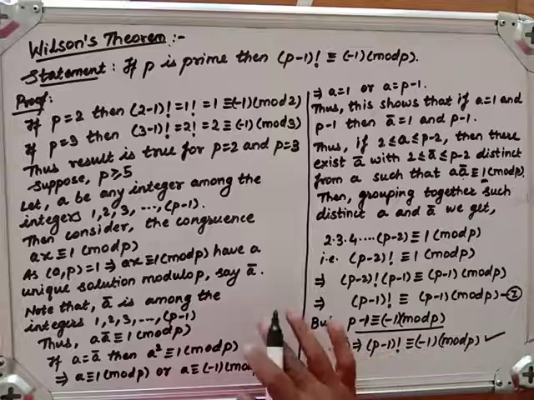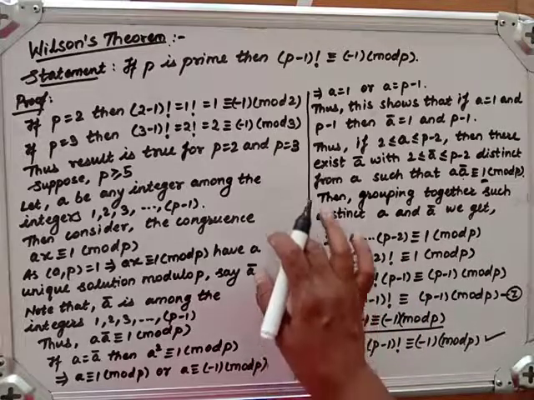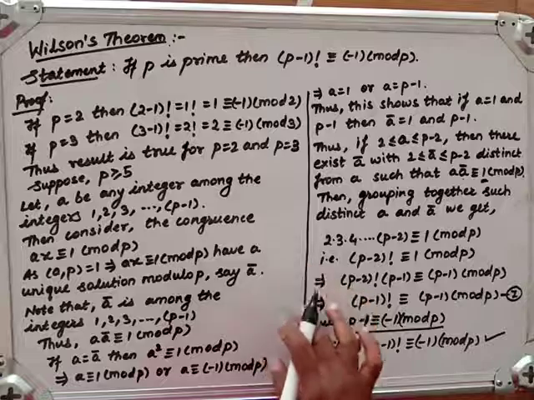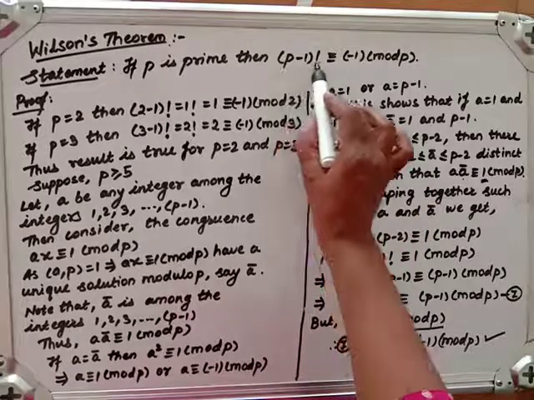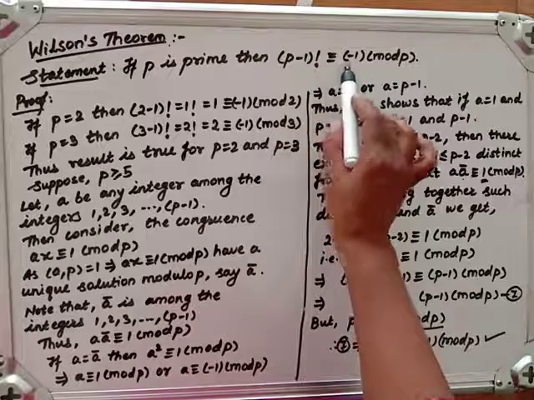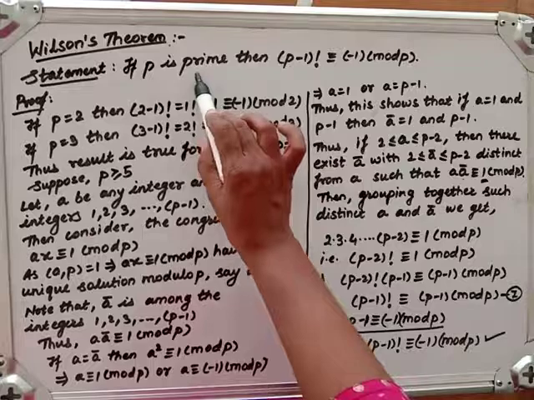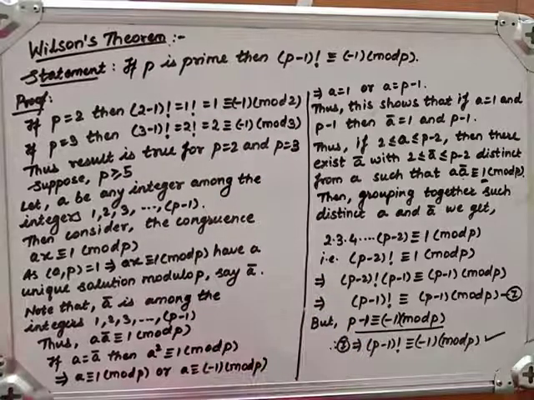But the converse of this Wilson theorem is also true. Let us see that one. Let me write that as a remark. It means if for any integer n, n minus 1 factorial congruence to minus 1 modulo n holds, then that n must be a prime number. That thing we will prove. So let us see that.